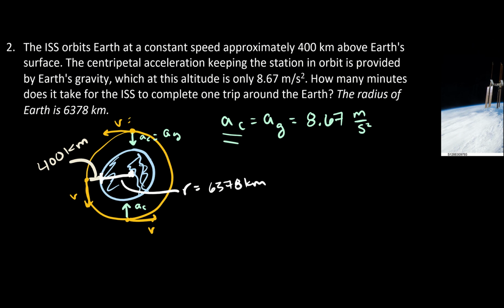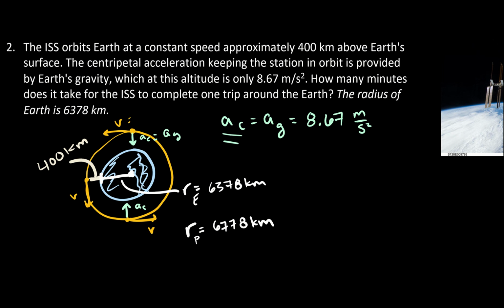Okay, so let's think through how we can solve this problem. I know the centripetal acceleration. I know the radius of Earth, and I know that it's 400 kilometers above the Earth's surface. So I know the radius of the path of the orbit is going to equal 6,778 kilometers.